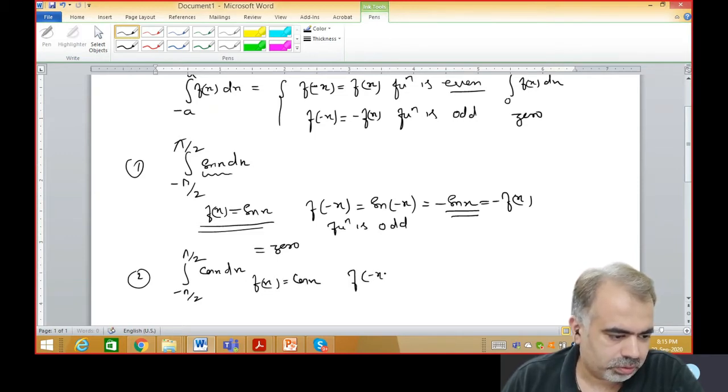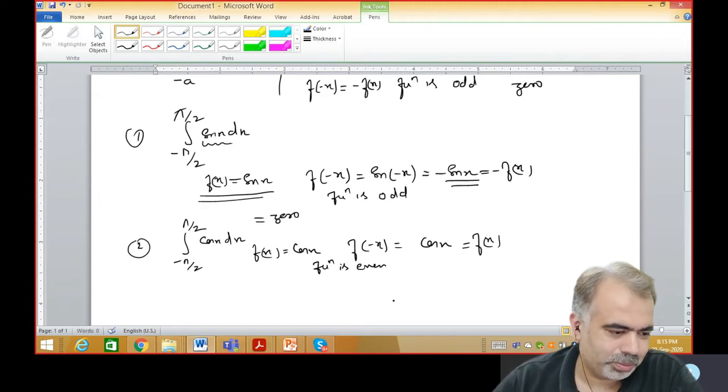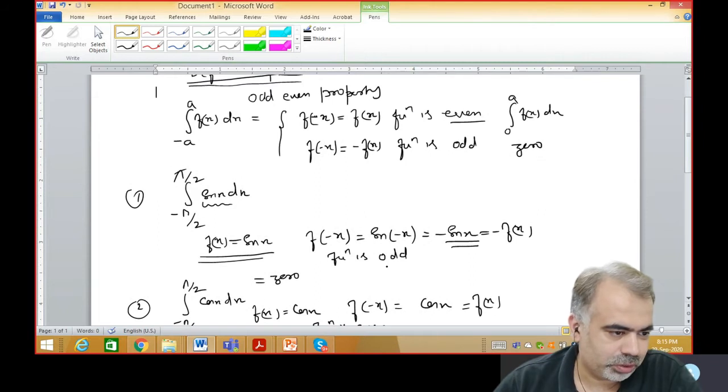Now f of minus x we need to calculate, which is equal to cos x, because if you know trigonometry, you should know this formula: cos of minus theta is equal to cos theta. So this is an even function. So the function is even, and then a little bit of work is needed. See, if the function is even, you have to integrate 0 to a of f of x. This is the result basically.